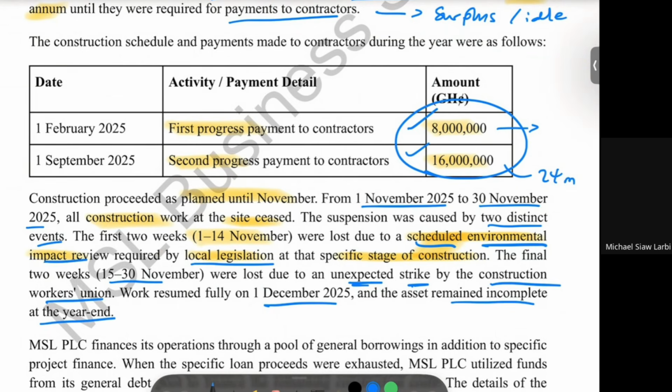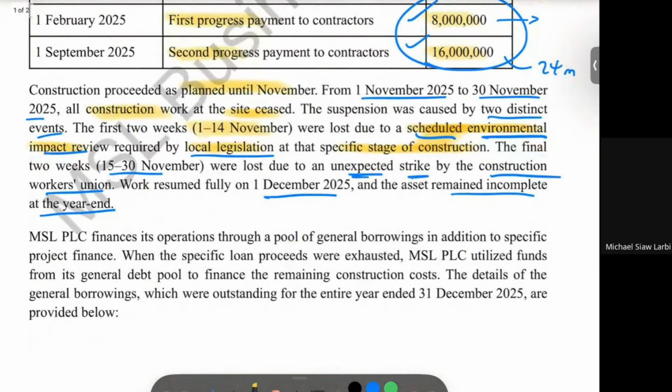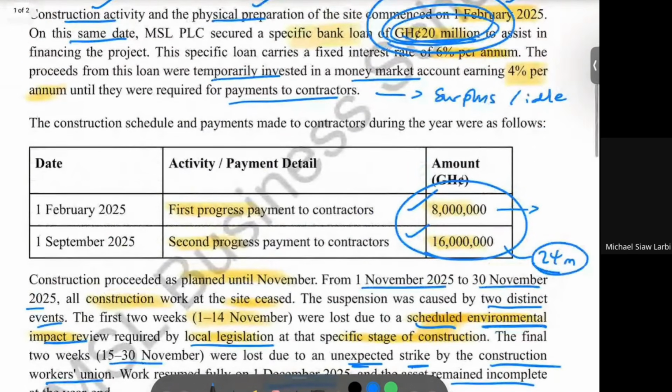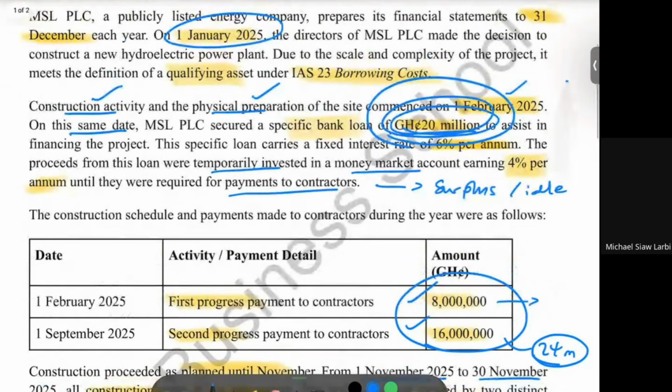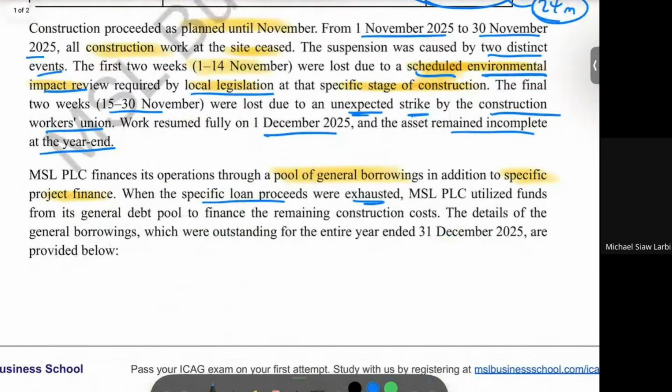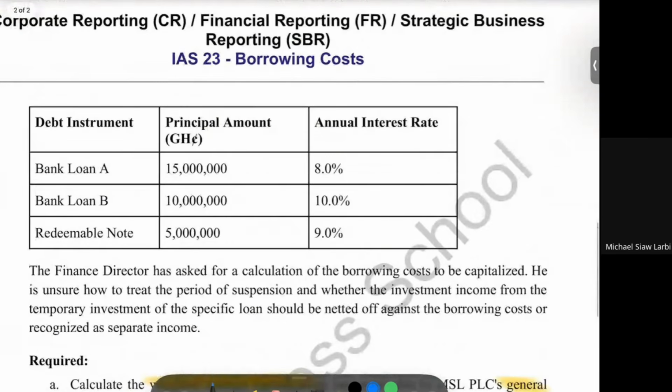MSL PLC finances its operations through a pool of general borrowings in addition to specific project finance. When the specific loan proceeds were exhausted, we saw that they spent 24 million in the project. They had a loan specifically of 20 million here. So when the loan proceeds were exhausted, MSL PLC utilized funds from its general debt pool to finance the remaining construction costs. The details of the general borrowings, which were outstanding for the entire year ended December 25, are provided below. So we have this pool of loans.